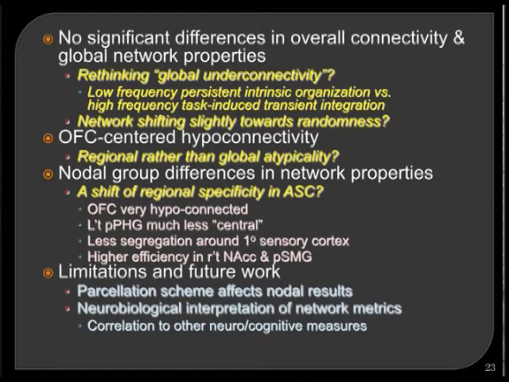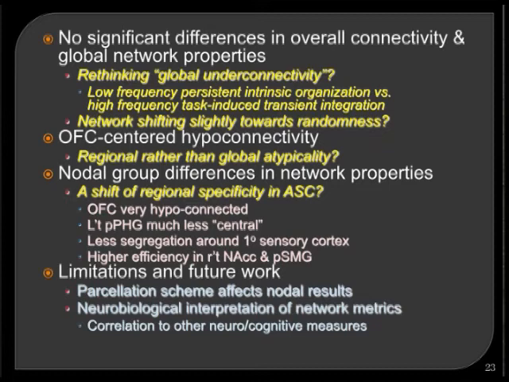For example, we have a very hypoconnected orbitofrontal cortex, and the left posterior parahippocampal gyrus is much less central, much less important. We have less segregation around the primary sensory cortex, and we have higher efficiency in the right nucleus accumbens and posterior supramarginal gyrus in autism. That may give us some implications for the information processing in people with autism.